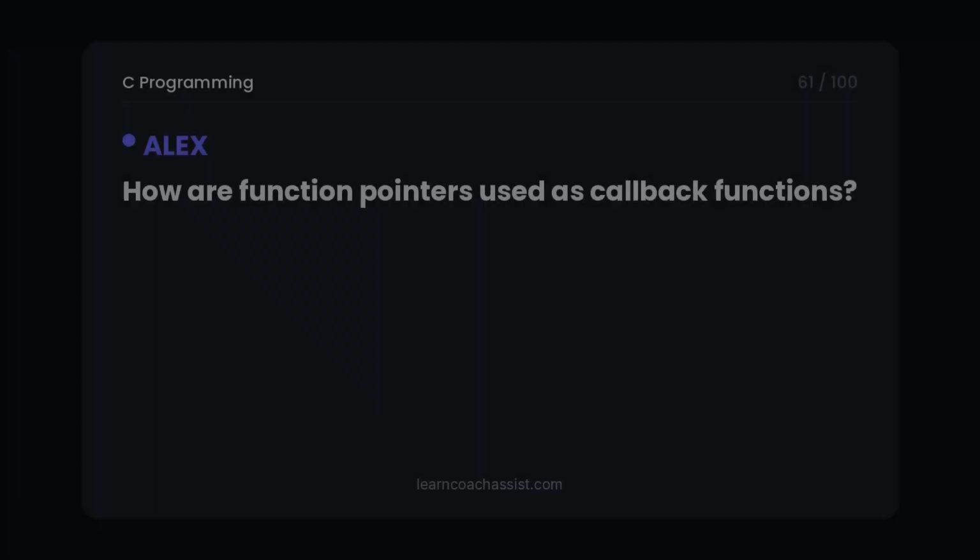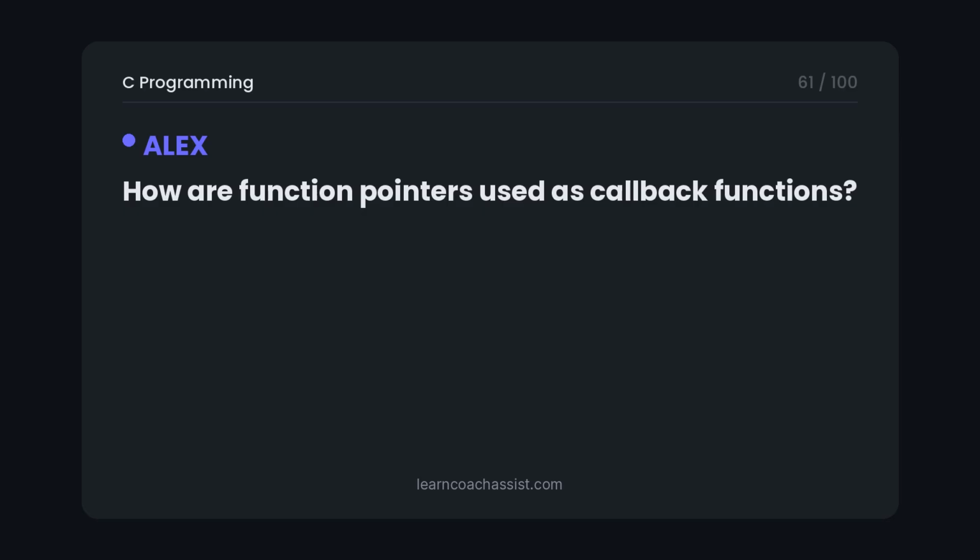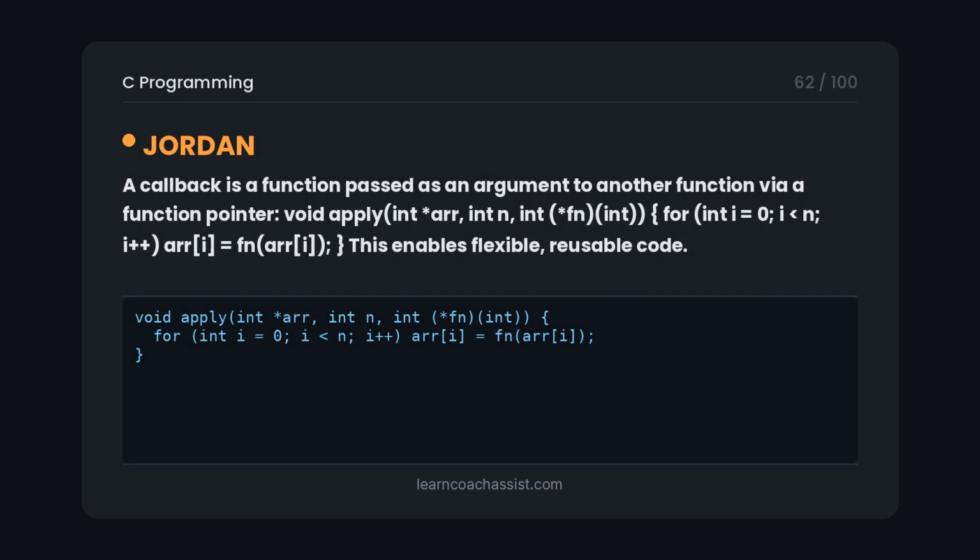How are function pointers used as callback functions? A callback is a function passed as an argument to another function via a function pointer. void apply(int arr[], int n, int (*fn)(int)) { for (int i = 0; i < n; i++) arr[i] = fn(arr[i]); } This enables flexible, reusable code.